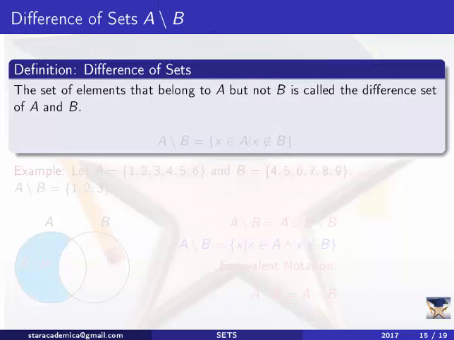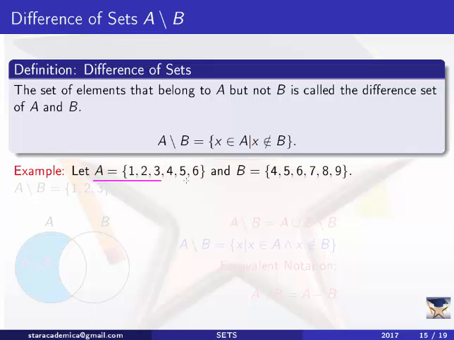Okay, difference of sets, A difference B. The set of elements that belong to A but not B is called the difference of sets A and B. So here is a common property representation: x in A but x is not in B.